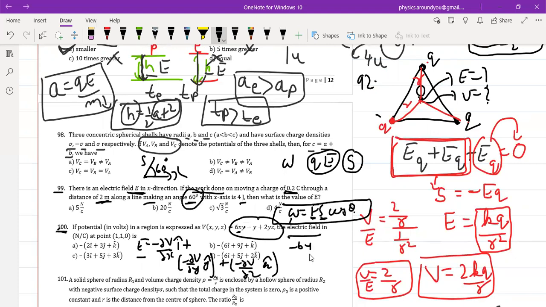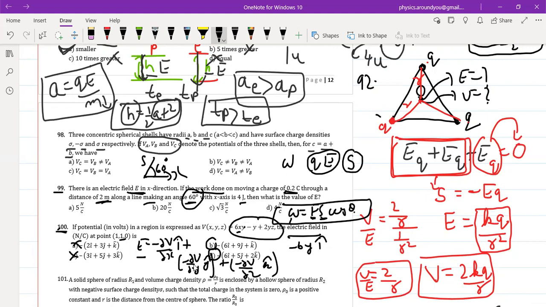So minus 6y i cap. Hold on. Minus 6y i cap. The value of y is 1. So if I put 1 over here, I'm going to get minus 6 i cap. Which of the options has minus 6 i cap? A and C don't have it, so it is between B and D.